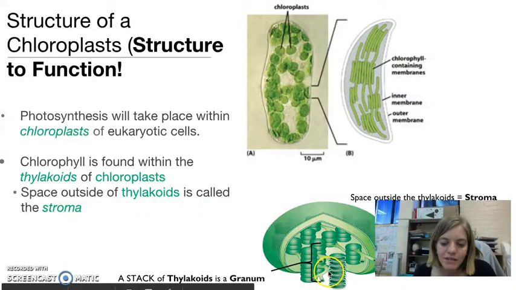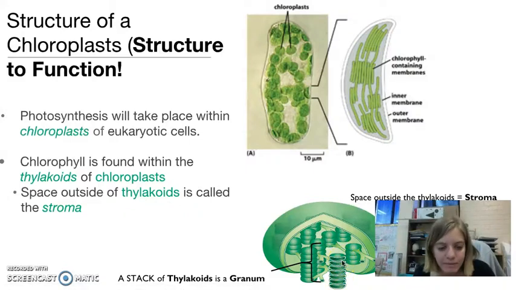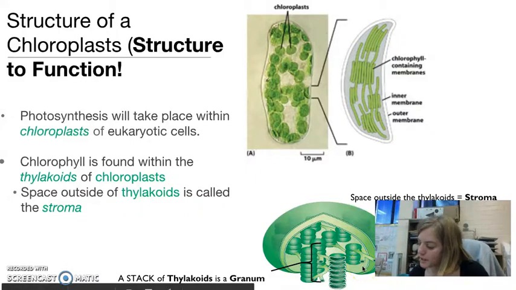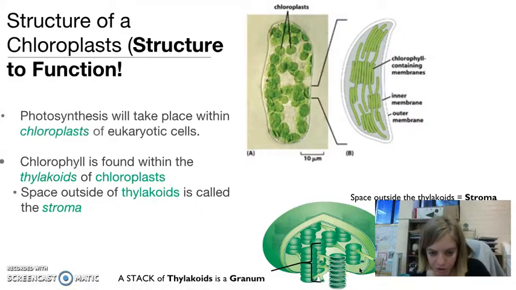A stack of thylakoids, or many stacks of thylakoids, is called a grana, and one stack of thylakoids is called a granum. And then outside of the thylakoids, we have this other space, which is a fluid. It's a very dense fluid, and this is known as the stroma. And this is going to play a role in our dark reactions. The chlorophyll is a green pigment found in the thylakoids that absorbs light energy.